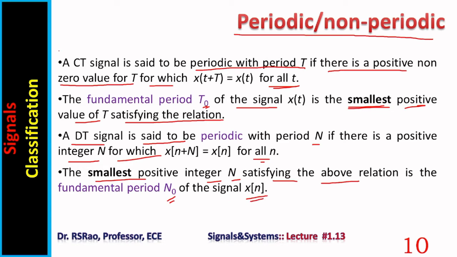Before going further, one important aspect one has to keep in mind regarding periodic signals is that they start at minus infinity and they extend up to positive infinity. So they are eternal signals. So all periodic signals are eternal, started at minus infinity and they continue up to infinity.